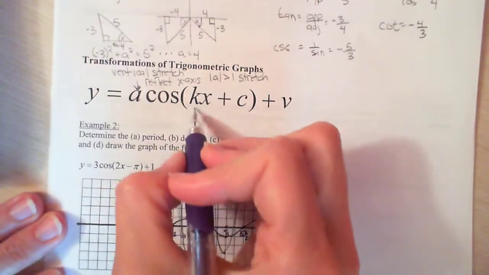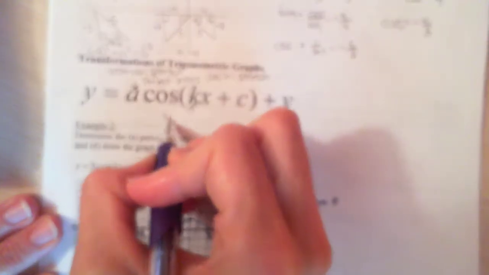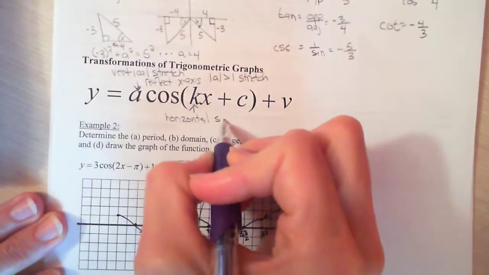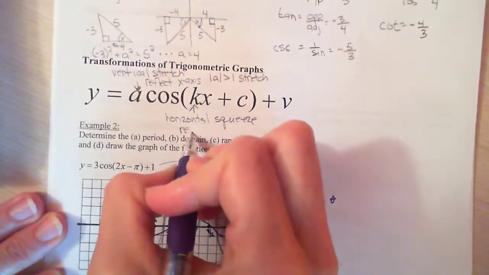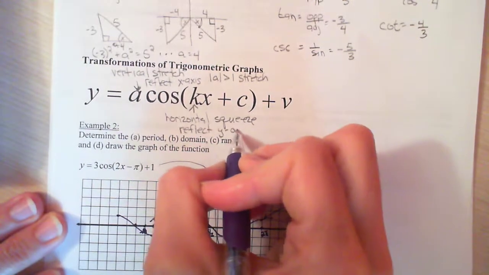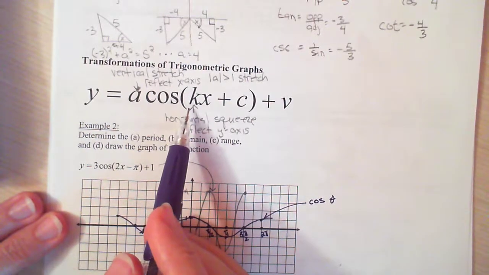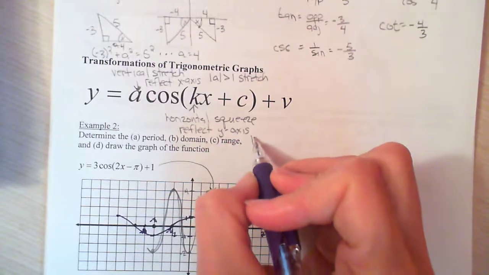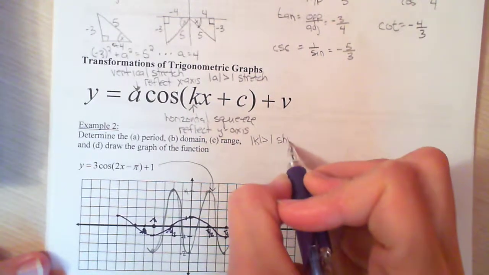The K here is a horizontal squeeze, or a reflection over the y-axis. So that is, if K is negative, then you would flip about the y-axis. And if the absolute value of K is greater than 1, then you have a shrink.